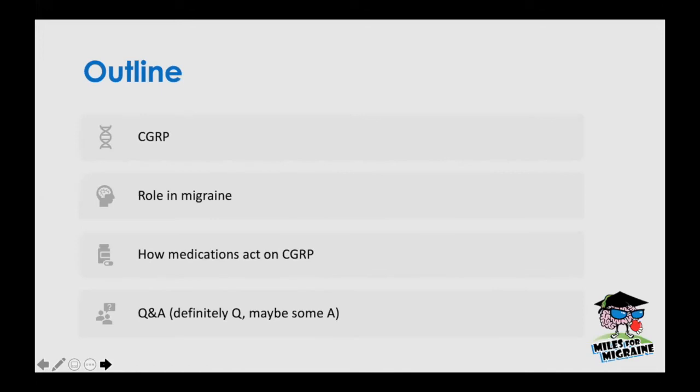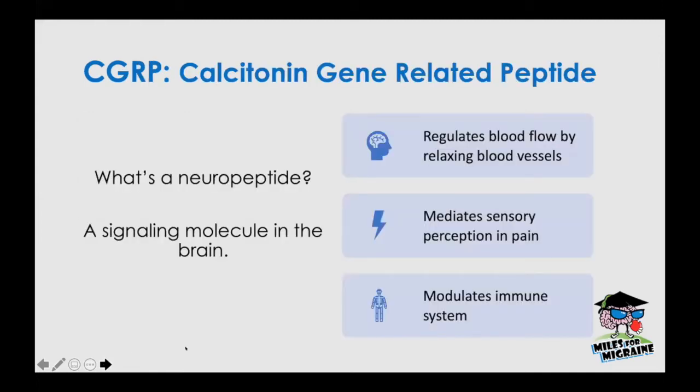So this is just a basic outline of what I'll be going over: CGRP, its role in migraine, how some medications act on CGRP, and hopefully some common questions that I took the liberty of answering ahead. And of course, if you have any further questions, I'll be more than happy to answer.